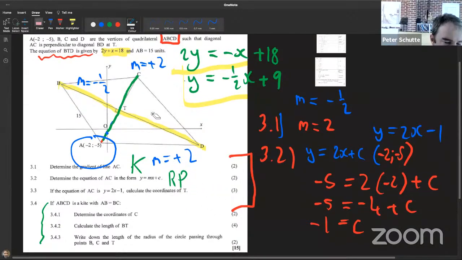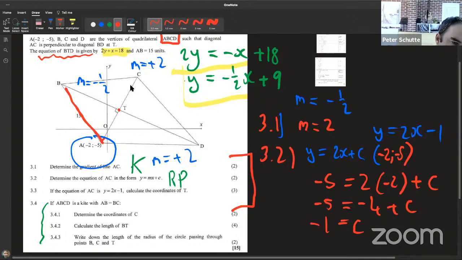Coordinates of T. So what is special about the coordinates of T? Is there anything else? Okay, so the question actually says AB is 15 units. So AB, that's for later. So that's AB is 15. How are we going to work this out?